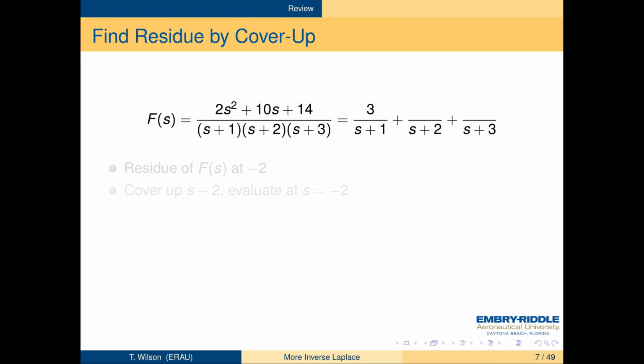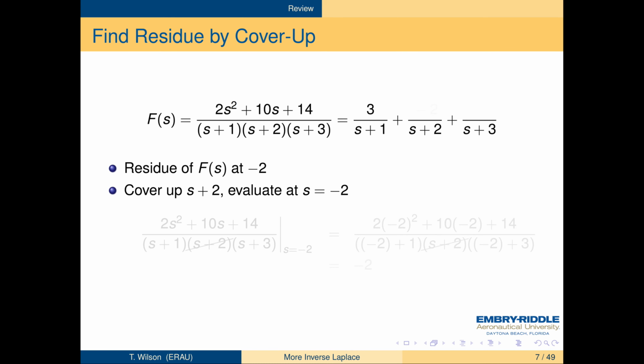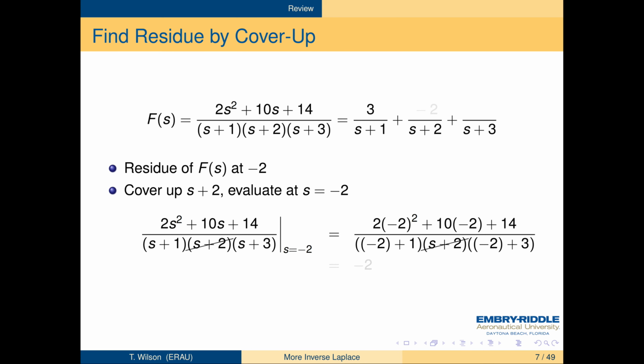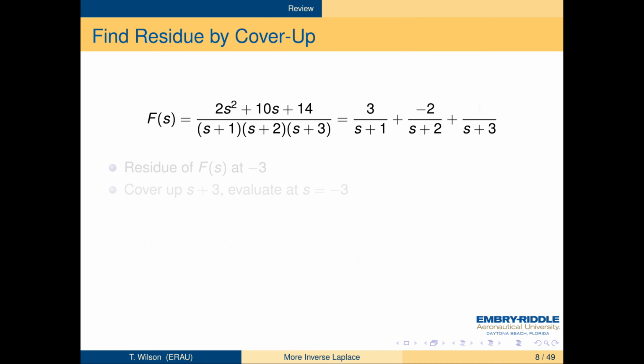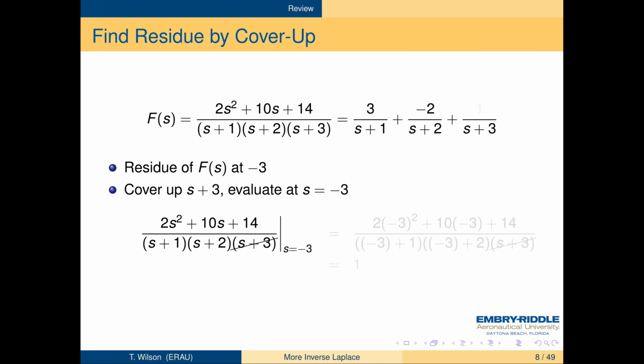Next, we repeat the process for the pole at minus 2. We cover up the s plus 2 and evaluate at s equals minus 2. Again, we're left with some arithmetic, and this time evaluating to minus 2. We make that the weight of the 1 over s plus 2 term in the partial fraction expansion. We do the same operations for the third pole at s equals minus 3: find the residue at minus 3, cover up s plus 3, evaluate at s equals minus 3, and this time we're left with 1. We put that into the partial fraction expansion.